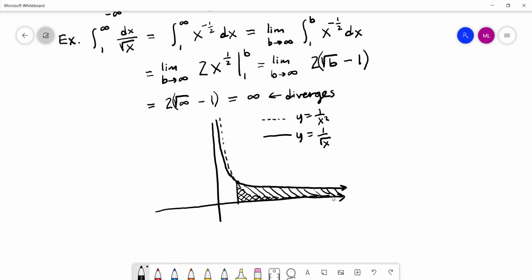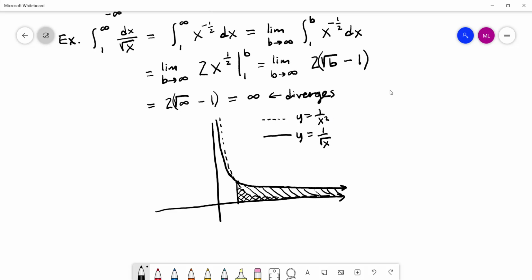And the question is, who wins? Well, in one of them, the height going to 0 wins. That's in this case. This height goes to 0 faster than the width goes to infinity. And in the other case, it's the opposite. The height goes to 0 slower than the width goes to infinity. This is the kind of comparison that I want to get you guys comfortable with, and we can see that.